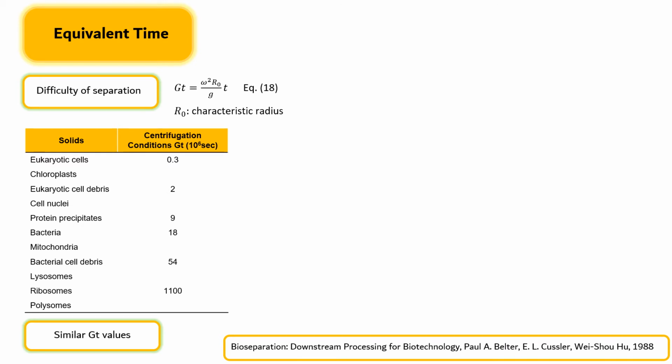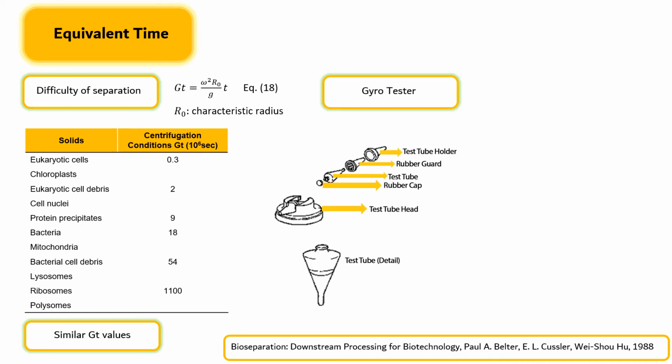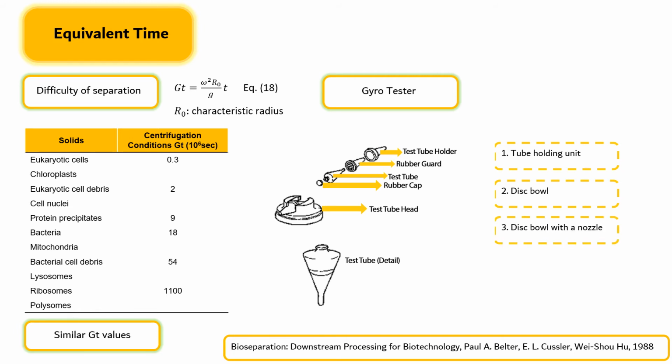One useful small-scale centrifuge for estimating GT is a commercially available gyrotester. It is a bench-scale centrifuge equipped with 3 interchangeable bowls. The first bowl is a tube holding unit. The second is a disc bowl for liquid-liquid separation. And the third is a disc bowl with a nozzle discharge for clarifying liquid-solid suspension.